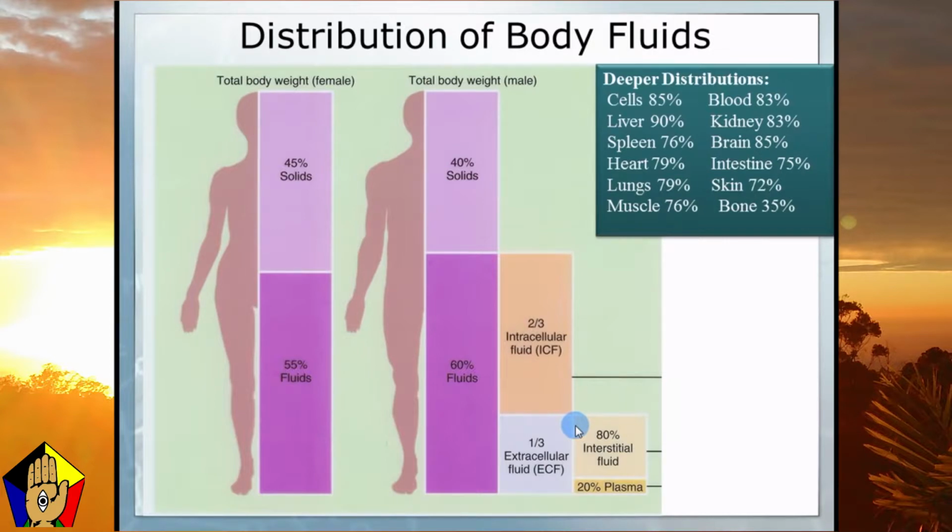When you look at the distribution, like I said before, total body weight, male versus female, you can see that with males, we have just a little bit more water in our body. So not huge amounts, but a little bit more water. Women have a little bit more solid in their body.